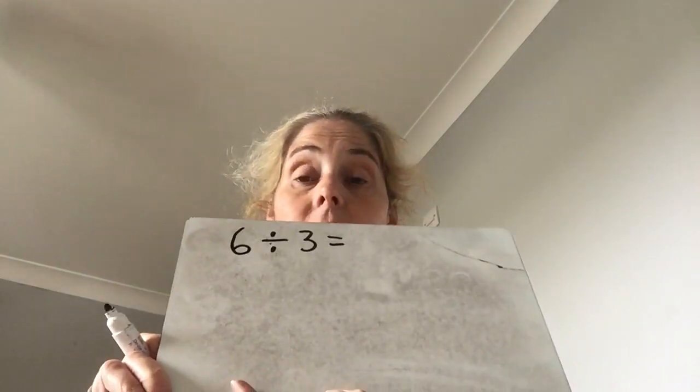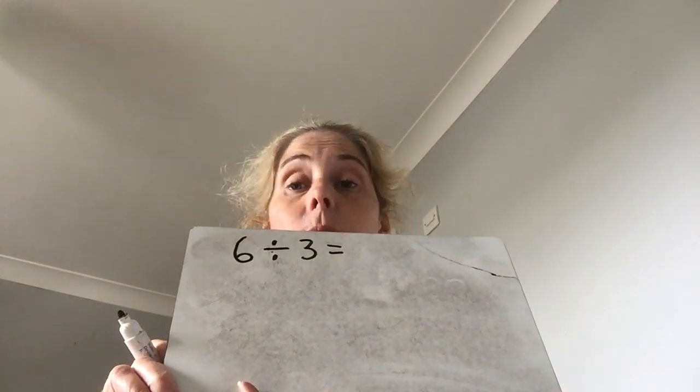Okay, division is very tricky. So what we're going to look at today is a very simple calculation to start with. We are going to look at 6 divided by 3. Okay, so that's our calculation there.